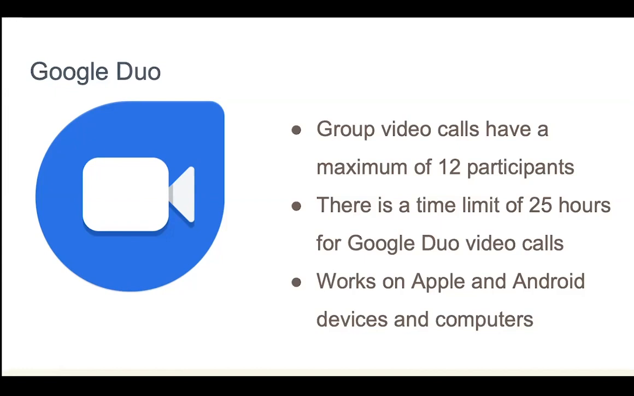It means that if you get on a call, you can't stay on that call for longer than 25 hours. I have no idea why you would want to do that, but maybe you have a Google Duo slumber party and then you need it. It works on Apple, Android, and your computer. You download an application for your phone, and for your computer, you could either use it in your browser or again download an application.